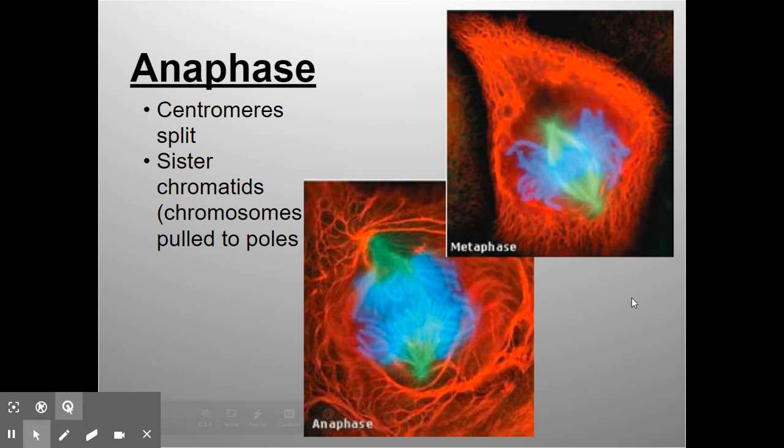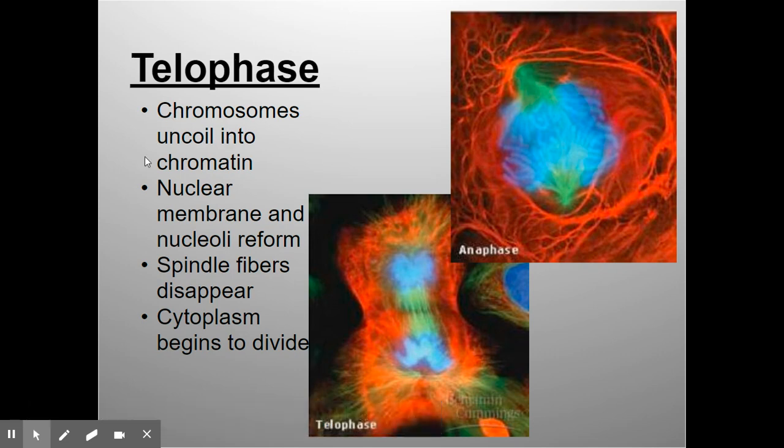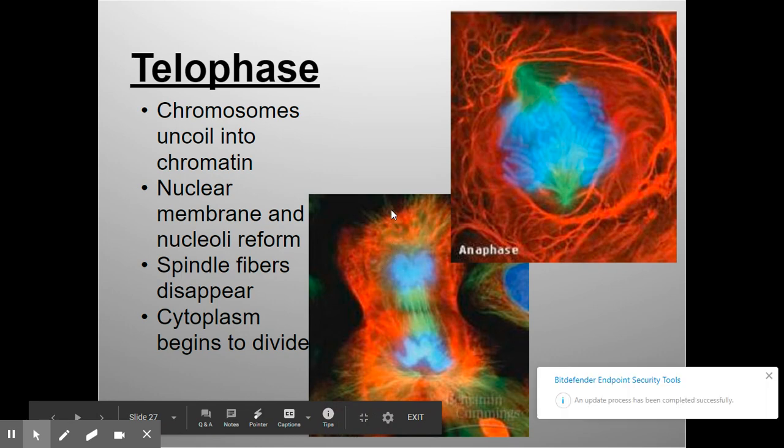After anaphase, we have telophase. This is where our chromosomes uncoil back into chromatin. They relax. The chromosomes go, whew, we're done, and they just kind of relax. Your nuclear membrane starts to form around your new bunch of chromatin. That's the chromosomes that are relaxing. Your spindle fibers start to go away, and your cytoplasm begins to divide.